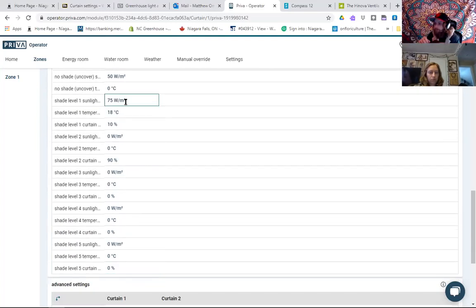That's pretty straightforward, right? When it's sunny outside, the curtains shade. If it's warm outside, curtain shade.